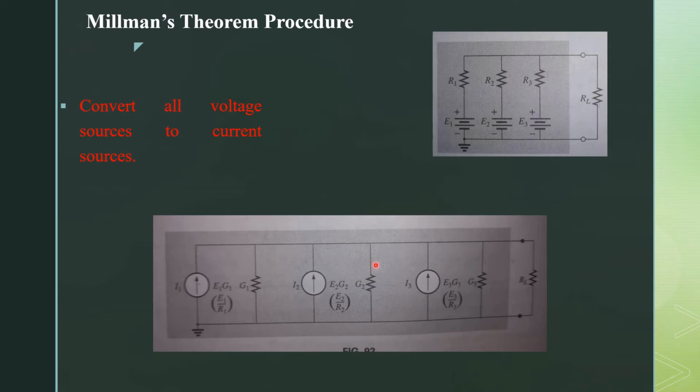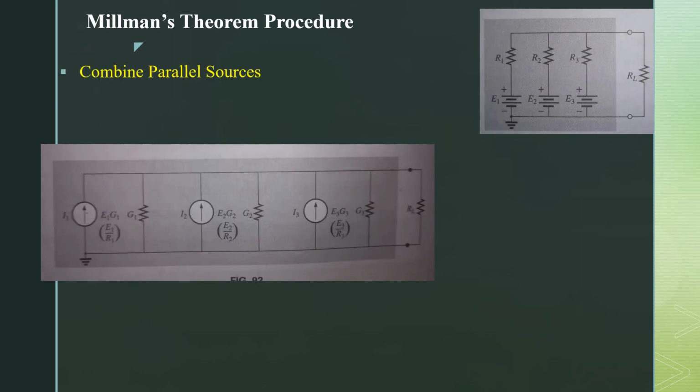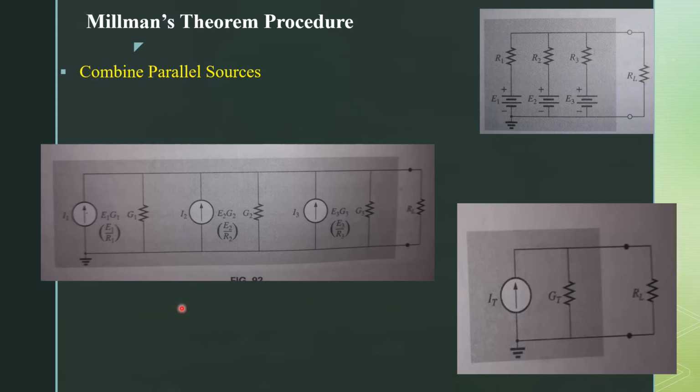Similarly, you can replace the second voltage source with a current source, and the third one as well. In the second step, combine all these parallel sources. You will see that the direction of the current is upward in this case, also upward in the second, and also upward in the third source. So if we consider this a node, I1 is entering the node, I2 is also entering the node, and I3 is also entering the node. So we can replace these three current sources with IT, which is equal to I1 plus I2 plus I3.